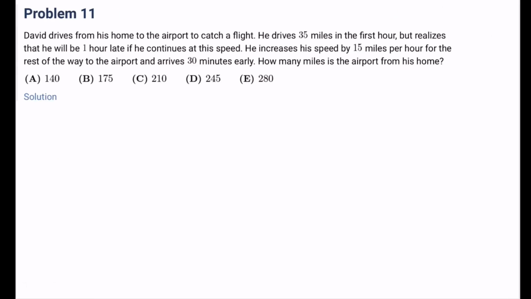He drives 35 miles in the first hour, but realizes that he will be 1 hour late if he continues at this speed. He increases his speed by 15 miles per hour for the rest of the way to the airport and arrives 30 minutes early. How many miles is the airport from his home?